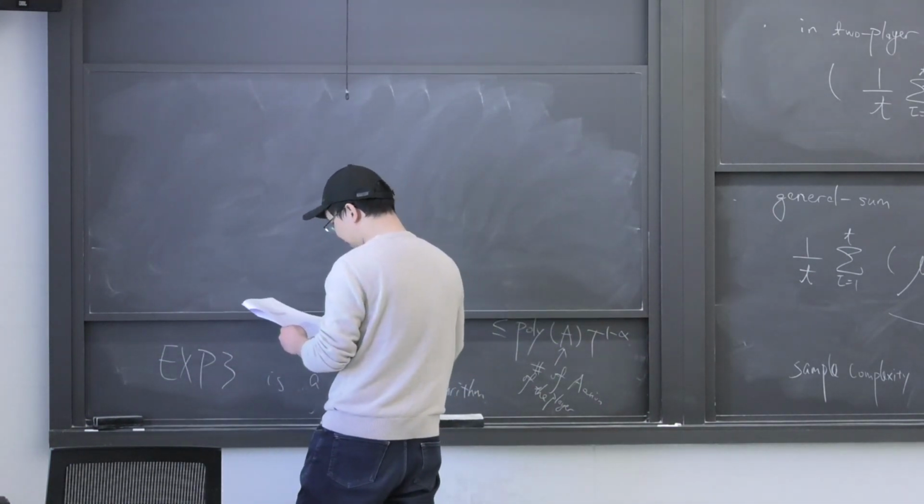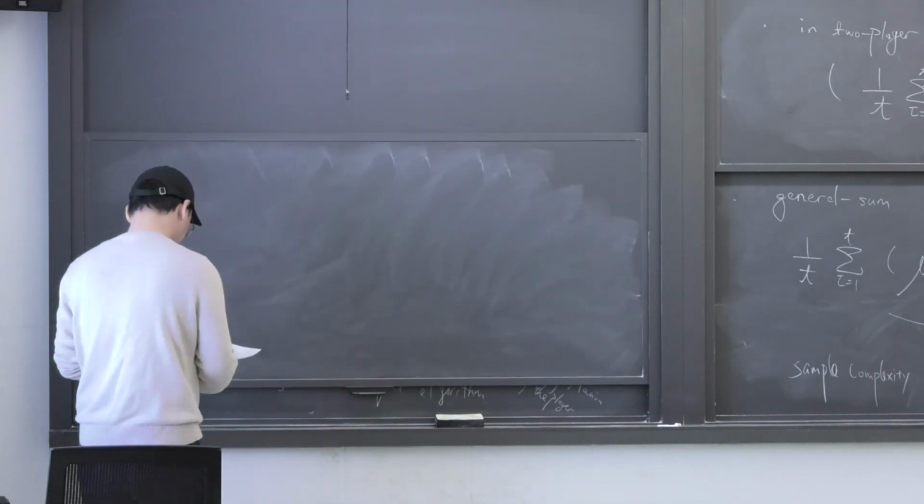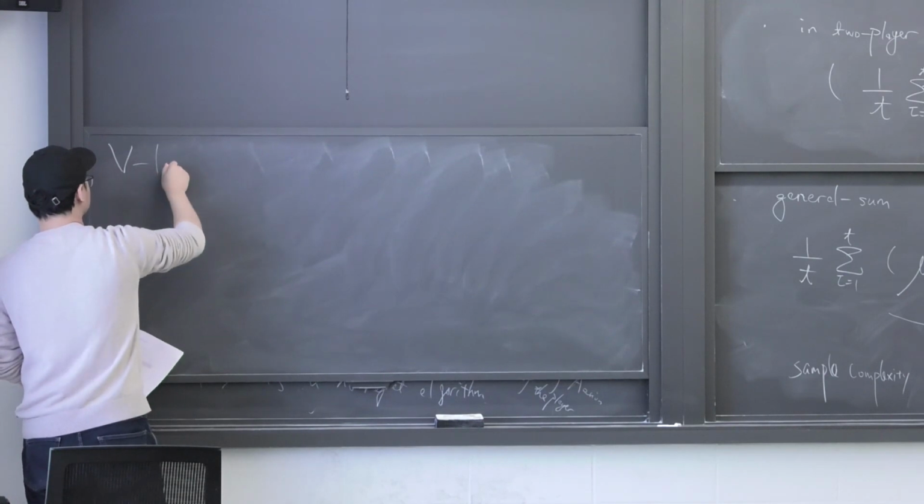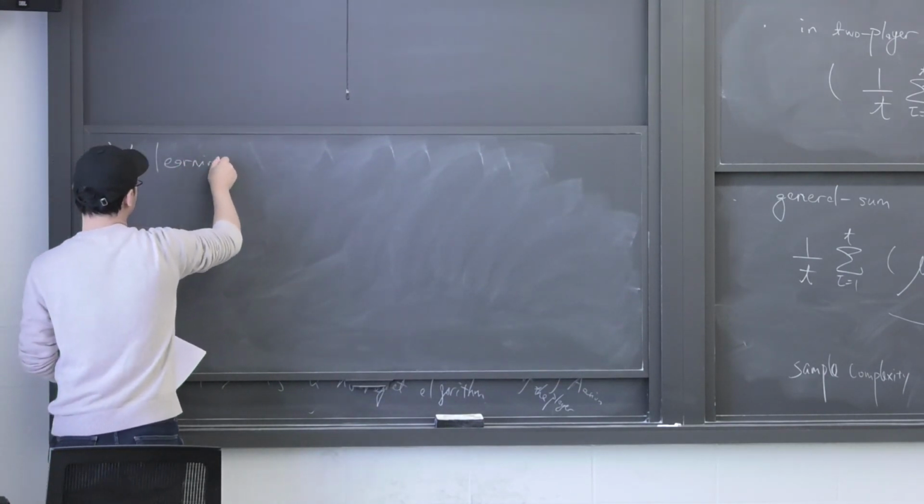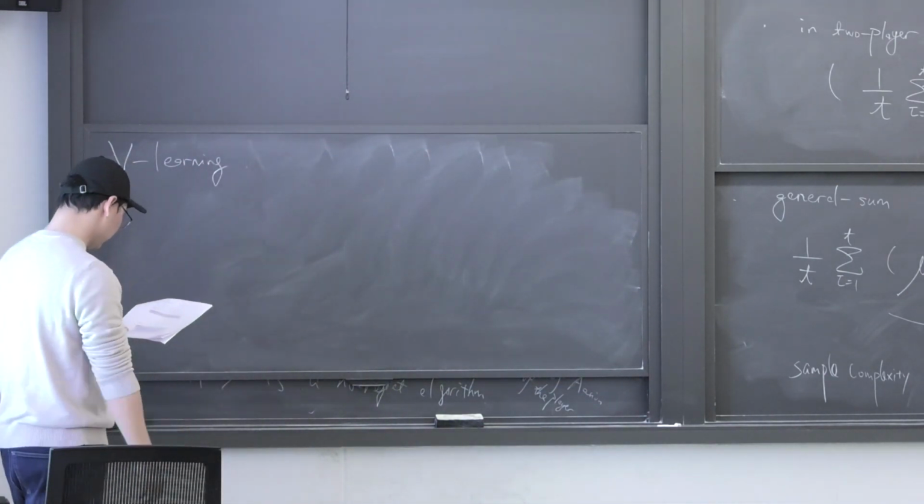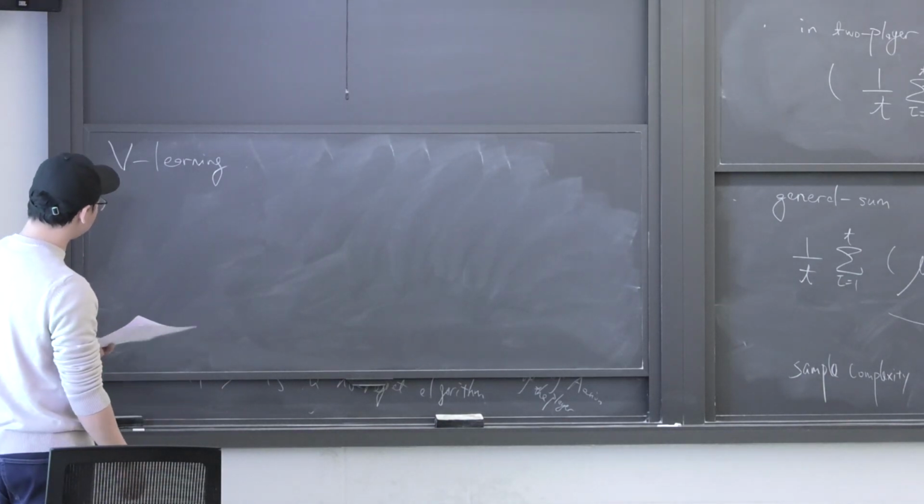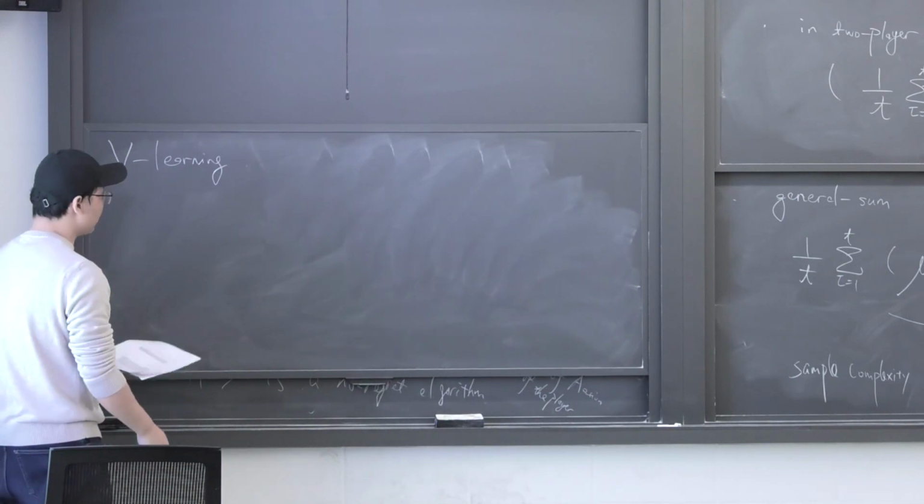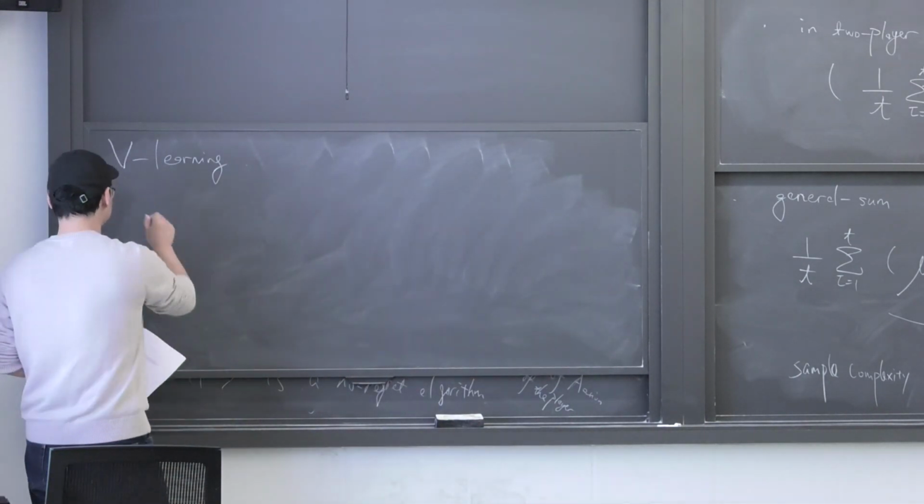Okay, so this is the next algorithm we'll introduce. It's called a V-learning algorithm. So you can see from the name, it's very similar to the Q-learning algorithm in single agent reinforcement learning, but we will see what the major difference is.